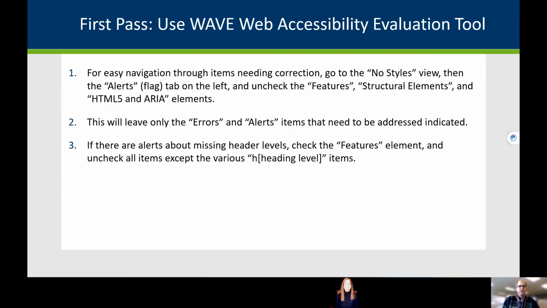For first pass, we use the Wave Web Accessibility Evaluation tool. For easy navigation through items needing correction, go to the No Styles view, then the Alerts Flag tab on the left, and uncheck the Features, Structural Elements, and HTML5 and Aria elements. This will leave only the Errors and Alerts items that need to be addressed indicated. If there are alerts about missing header levels, check the Features element and uncheck all items except the various H heading level items.